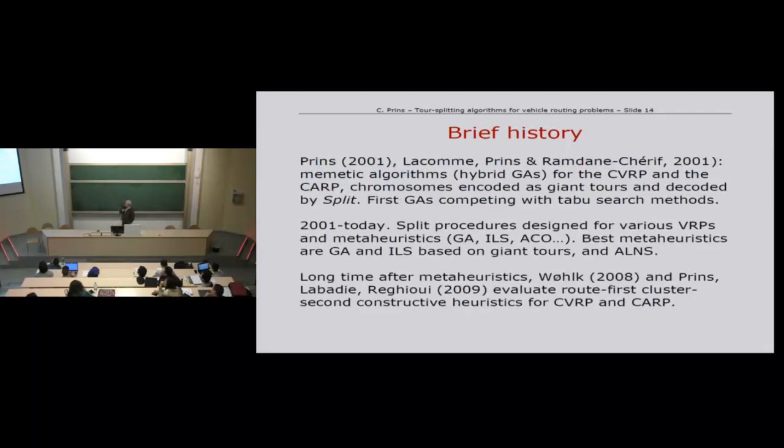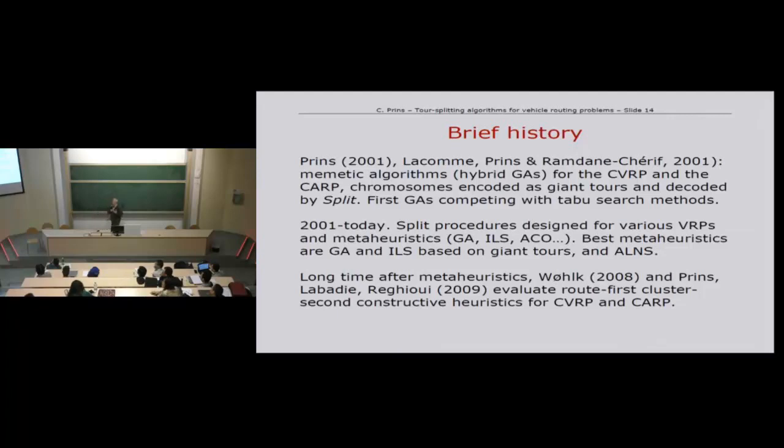So in 2001, with Philippe Lacombe and Wahid Hamdan Sherif, we designed a memetic algorithm, a hybrid genetic algorithm for the CVRP and the CARP. And our good idea was to code the solutions. The chromosomes are giant tours, in fact, and to evaluate one child solution, or to evaluate one chromosome, we apply the splitting procedure.